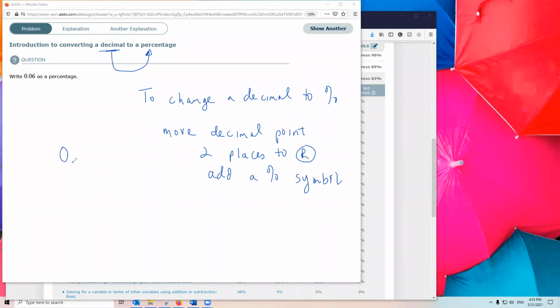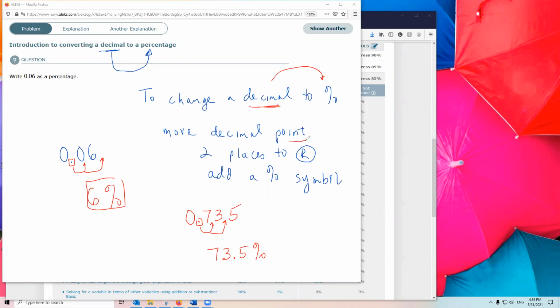So I'm going to take 0.06. I'm going to grab the decimal point and move it 2 positions to the right. That gives me a 6. Add the percent symbol, 6%. So let me give you another example, 0.735. Change this to a percentage. Take the decimal point, move it 2 positions to the right. That would make it 73.5. Add the percent symbol to it. All right, so what you have to remember is, if you want to go from a decimal to a percentage, you're going to move the decimal point 2 places to the right.